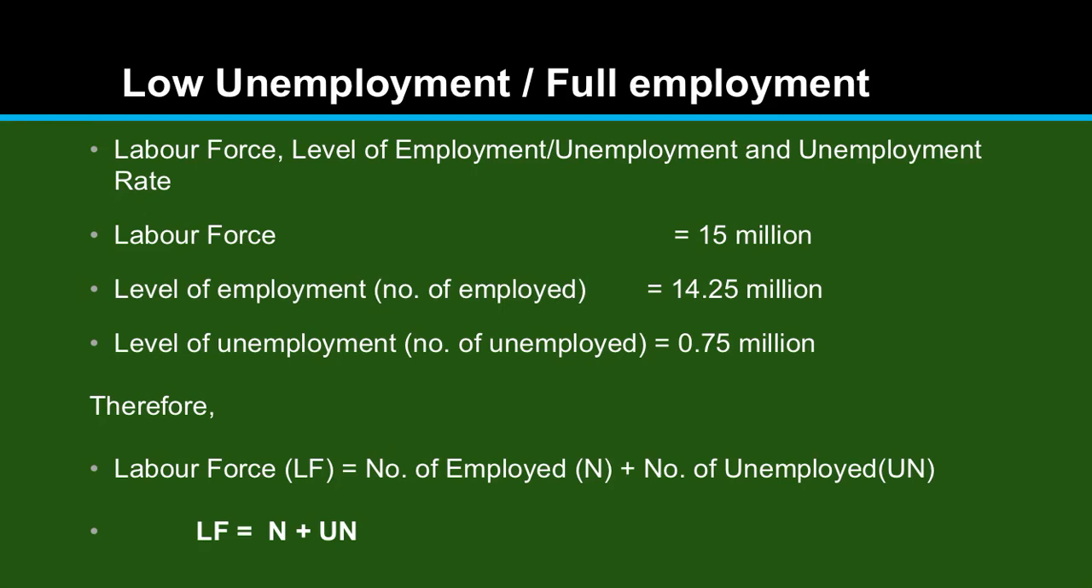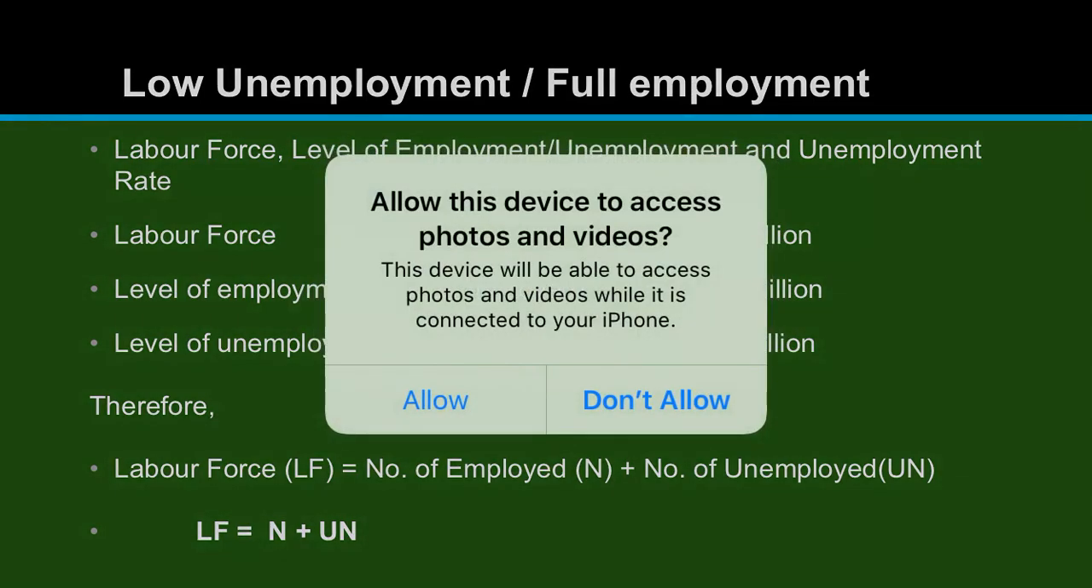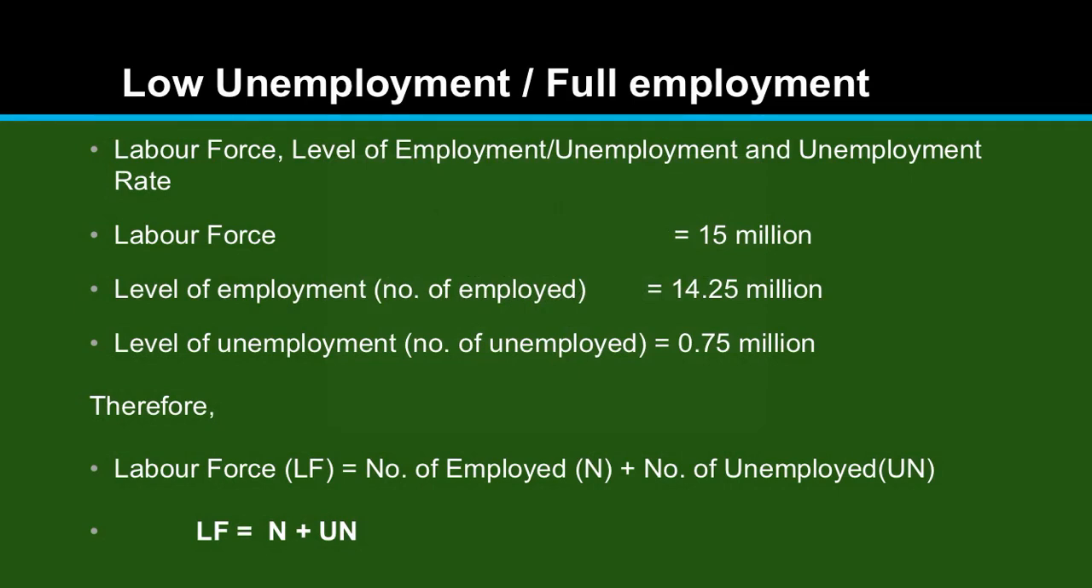For example, let's say the number of people in the labor force, or the working population, is equal to 15 million. The number of people employed, or people working, is another term for the level of employment. Let's say the level of employment is about 14.25 million, and the level of unemployment will be 0.75 million.